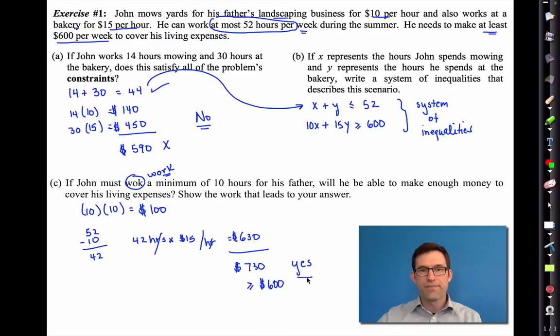And so, yes, he does make enough. Okay? So he can work that minimum amount of time that his father needs him to and still make the $600 he needs to, as long as he can work the other time at the bakery. All right, we're going to keep working with this problem because it's a very rich one.